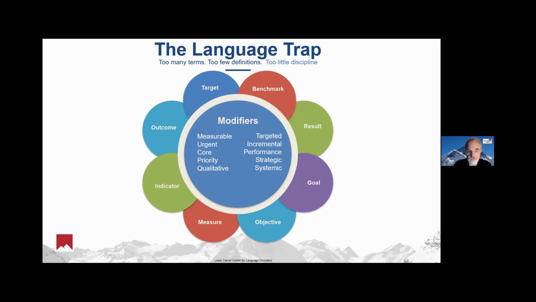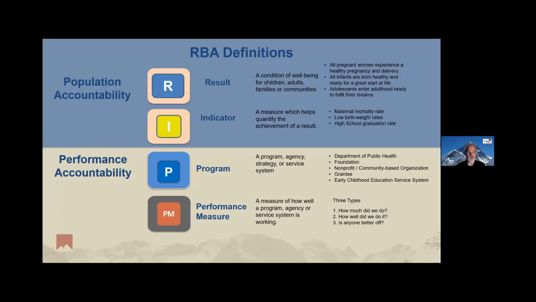So the other thing that Mark brought to the table around RBA is a clear distinction between population and performance accountability. Population accountability is everyone in the geographic area, because your organization, your agency is trying to make sure everyone is healthy in the community, everyone is successful, not just the people that are lucky enough to be in your programs. So we want to make that clear distinction.